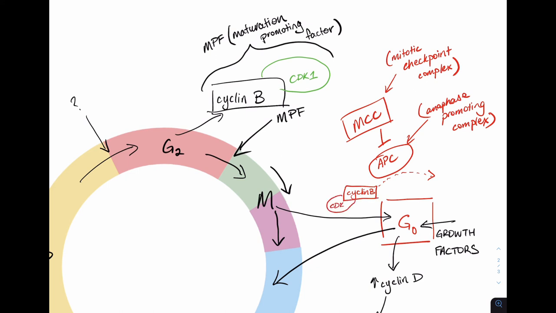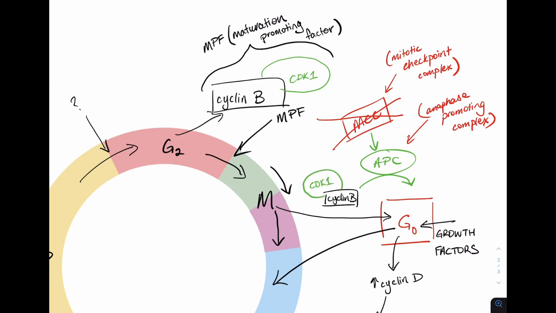One of the actions of APC, the anaphase promoting complex, is to separate and inactivate the maturation promoting factor, which is cyclin B1-CDK1. So, when the cell is ready, it will inactivate the mitotic checkpoint complex, therefore disinhibiting the anaphase promoting complex. When the APC is active, it is able to inactivate the maturation promoting factor, therefore separating cyclin B from CDK1, and therefore the cell is no longer promoting maturation, but rather anaphase, pushing the cell into anaphase and cytokinesis.